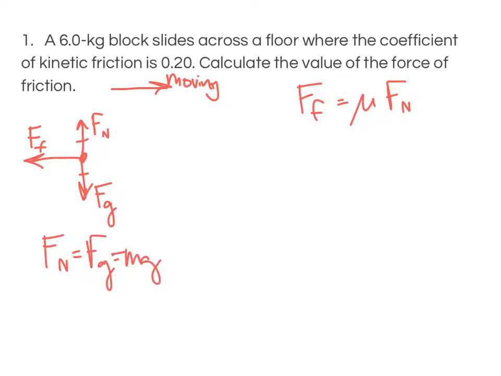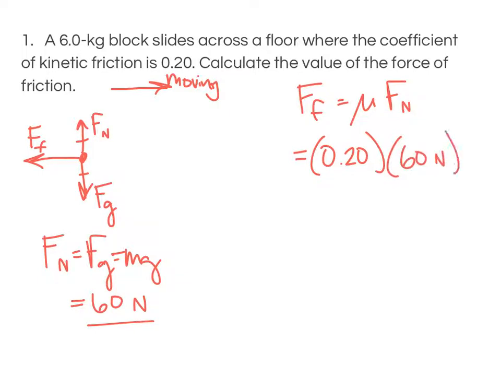And since our mass is 6 kilograms, that means the normal force would be 60 newtons, 10 newtons for every kilogram. And so then finishing this off, our frictional force would be this unitless value, 0.2 is the mu, times 60 newtons, and so that would give us 12 newtons as our frictional force.